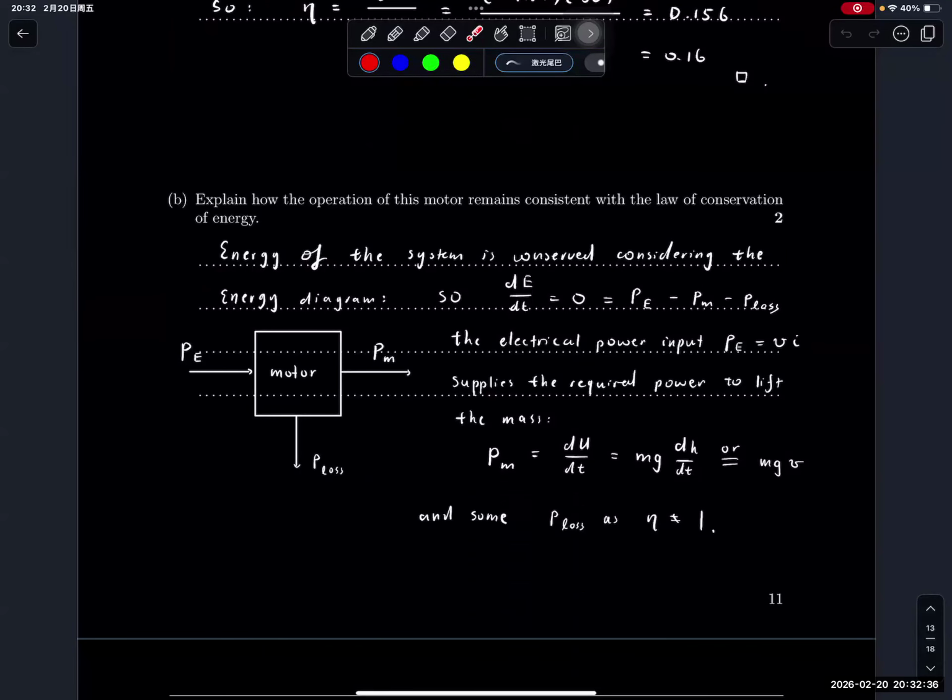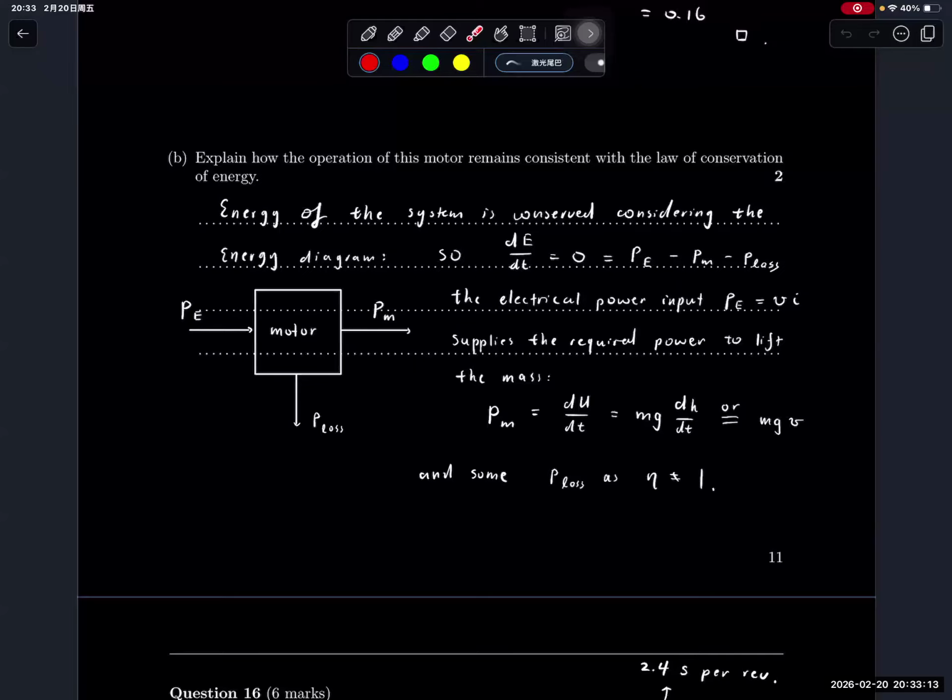Question B is to explain how the operation of the motor remains consistent with all energy transmission. So you want to say energy transformation from which to which, that is consistent with the observation. Okay. So the energy of the system is conserved, considering the energy diagram, right? We have electrical power going in, and some power goes to the surroundings and is lost, because we have this efficiency factor, meaning that it is not ideal, and then part of it goes to the mechanical power. So write an equation where the whole system has a total changing energy of 0 because it's conserved. So from your electrical power, you take out the mechanical power and take out the power losses.